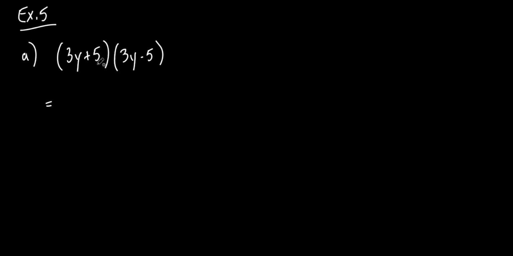So let's take a look. If we're going to do this, we could do FOIL method, couldn't we? Or just think of it as distributive property, doesn't matter. So it's this times this. I'll do the arrows this time again. So 3y times 3y, 9y squared. The outside is negative 15y. The inside is plus 15y. What's going to happen there?